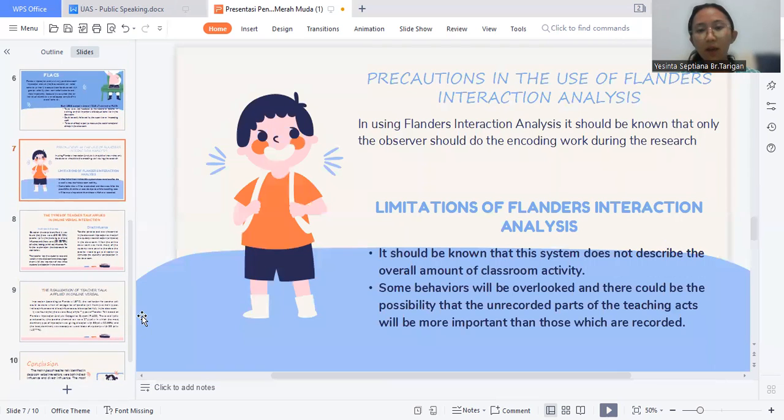And then we will talk about the precautions in the use of Flanders interaction analysis and the limitations of Flanders interaction analysis. First, precautions in the use of Flanders interaction analysis. In using Flanders interaction analysis, it should be known that only the observer should do the encoding work during the research.